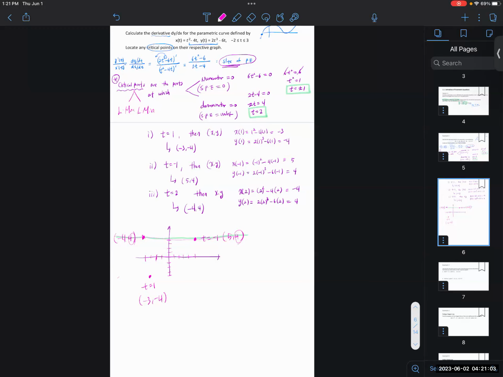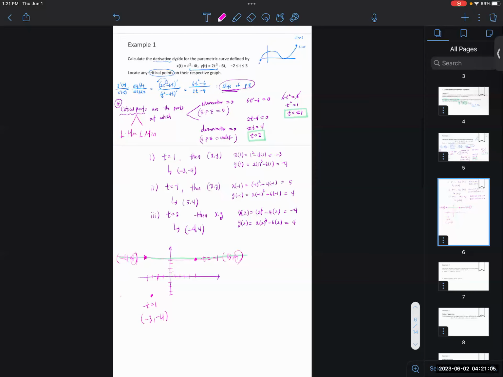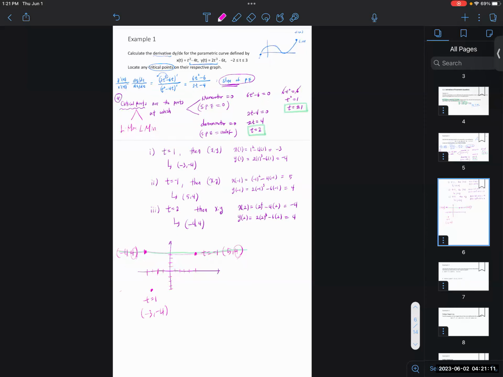Okay, so this is the graph we can imagine. If you want to find out more, we can graph it, but since this question is asking us to find the critical point, that should be enough. Now, we're going to do more and more examples because I want you to know what the t, critical points mean. So let's take a look at the following example.